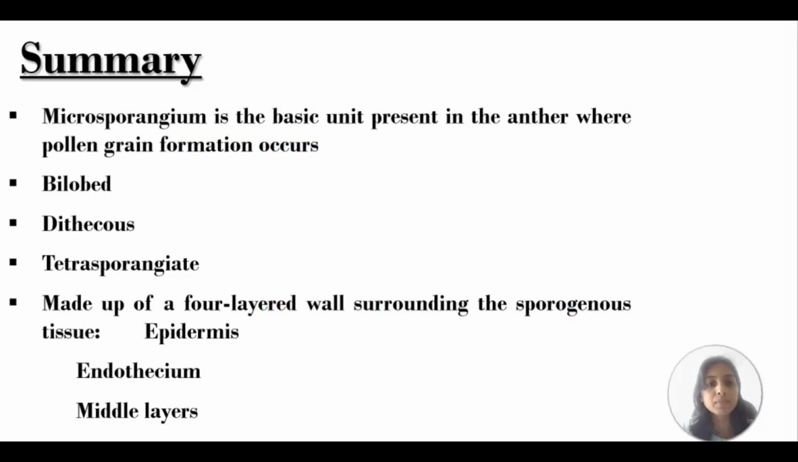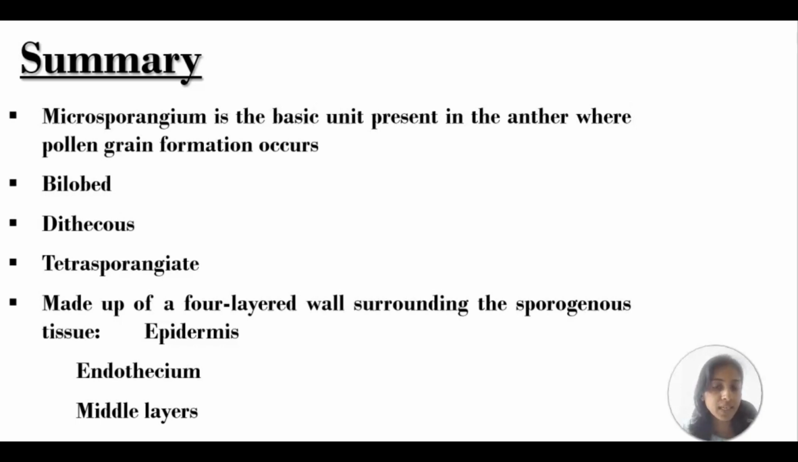This is all about the structure of microsporangium. We will summarize the important topics. A microsporangium is a basic fundamental unit of the anther where the male gamete, pollen grain, formation occurs through the process called microsporogenesis. At a time, all 4 microsporangia conduct microsporogenesis independently.